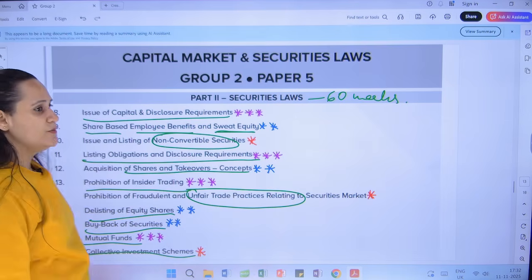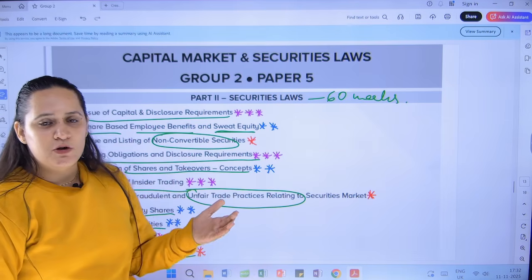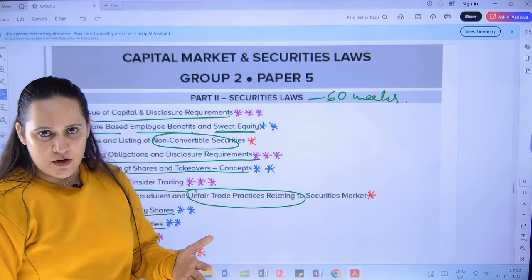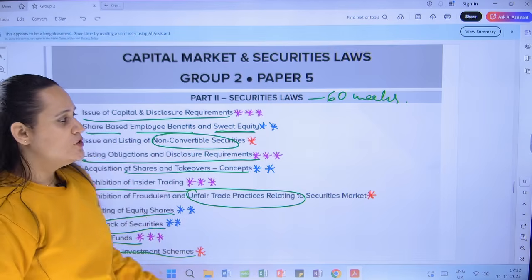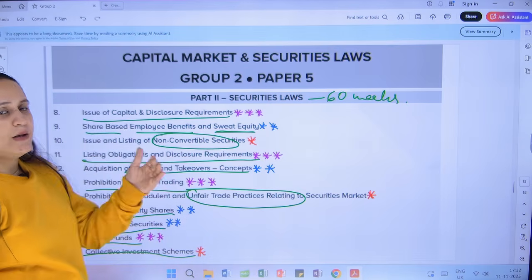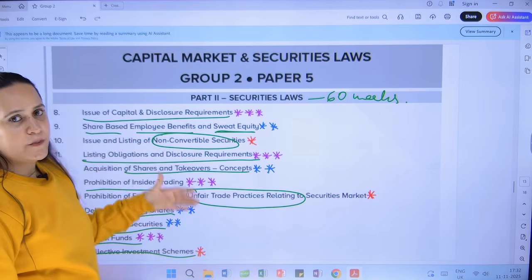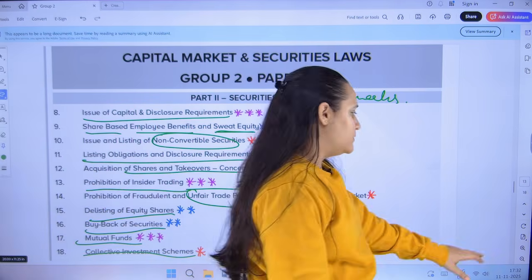Last one is collective investment scheme. Again, if you understand the concept of mutual funds, understanding CIS is not difficult. The revision is also easier. So, these are the 3 chapters that you can keep at the end. After completing the chapters, you can focus on these 3 chapters.